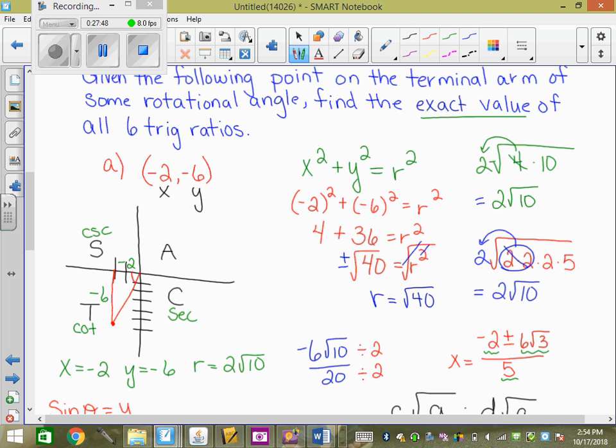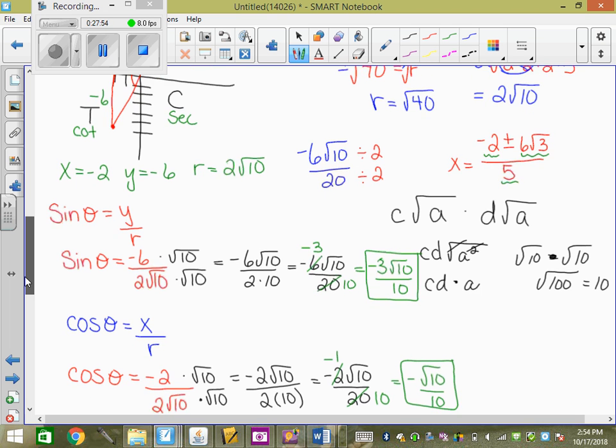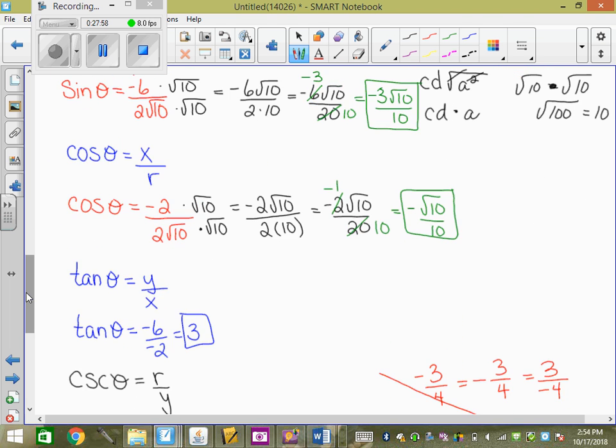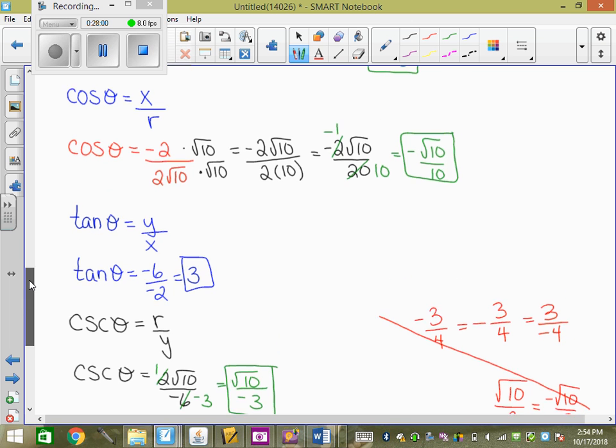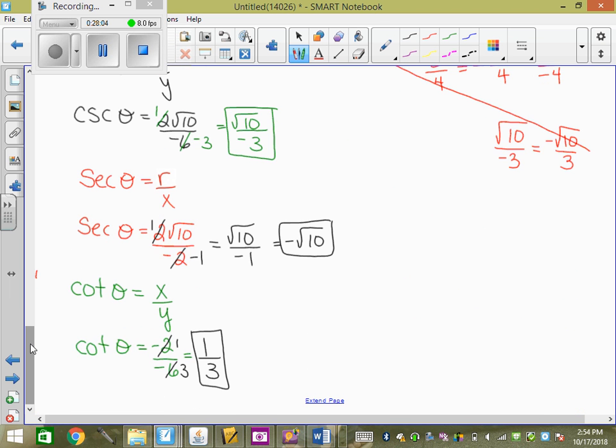Yes? Okay. So when we go to look at our trig ratios, the only ones that should be positive are cotan and tan. Sine is negative. Cos is negative. Tan is positive. Cosecant is negative. Secant is negative. Cotan is positive. Okay? So I'm going to give you some homework to work on.